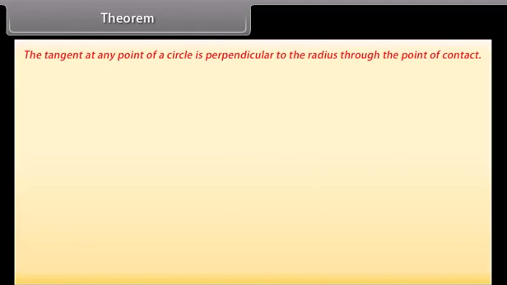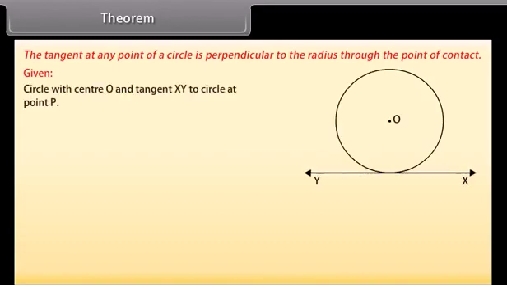Theorem. The tangent at any point of a circle is perpendicular to the radius through the point of contact. We are given a circle with center O and a tangent XY to the circle at a point P. We need to prove that OP is perpendicular to XY.